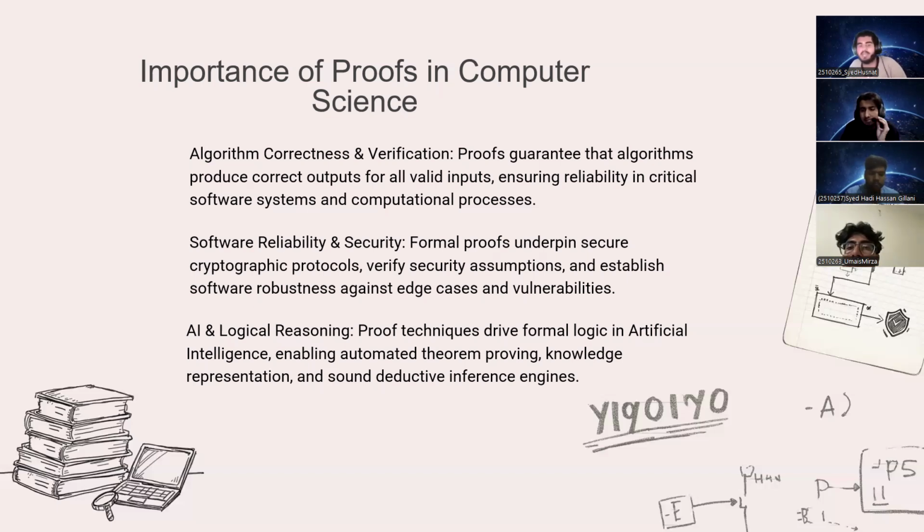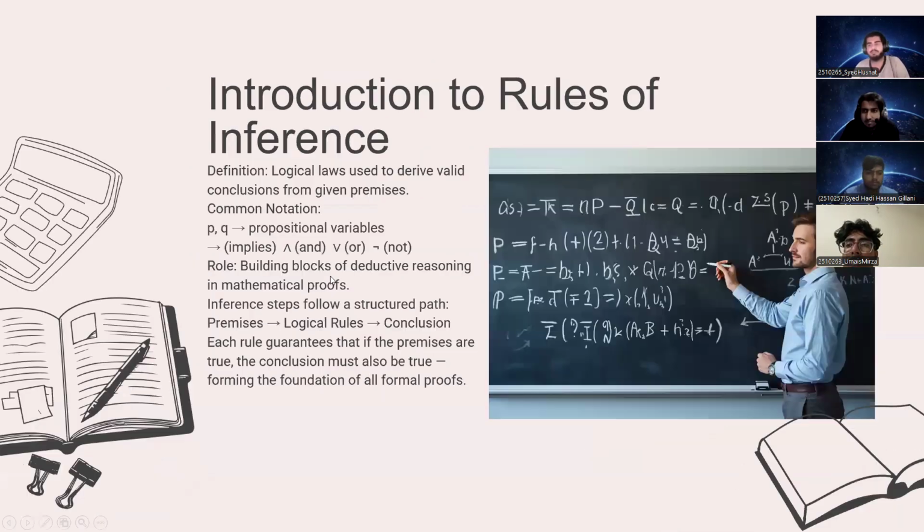Thirdly, AI and logical reasoning. How AI and logical reasoning actually integrate with each other, okay? Proof techniques power automated reasoning systems in AI. Things like automated theorem provers and knowledge representation systems rely directly on logic. Okay, and so we're going to go towards our next slide.